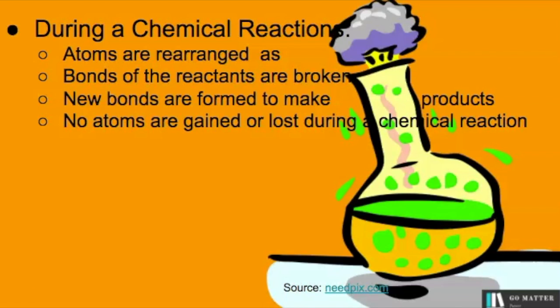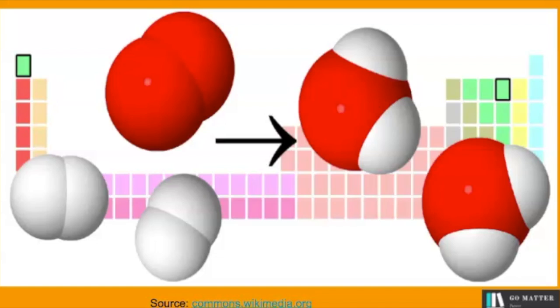During a chemical reaction, atoms are rearranged as bonds of the reactants are broken, new bonds are formed to make products, and no atoms are gained or lost during a chemical reaction. Let's take, for example, the reaction that we have dealt with, the reaction between oxygen and hydrogen. We have said bonds between atoms are broken in the reactants.